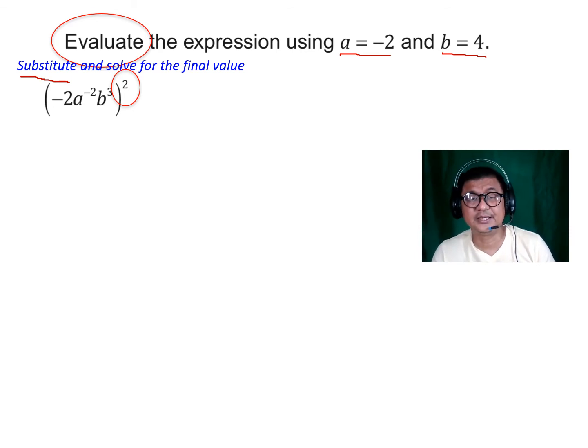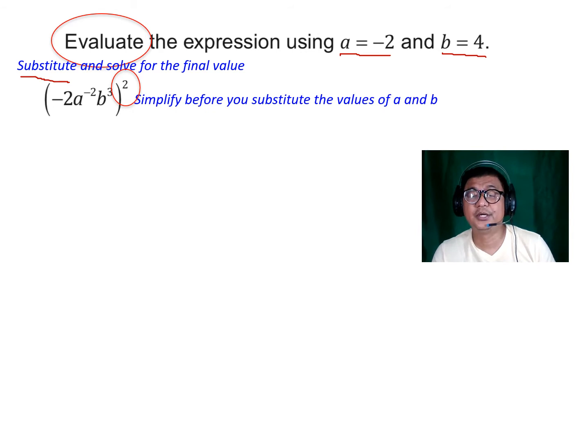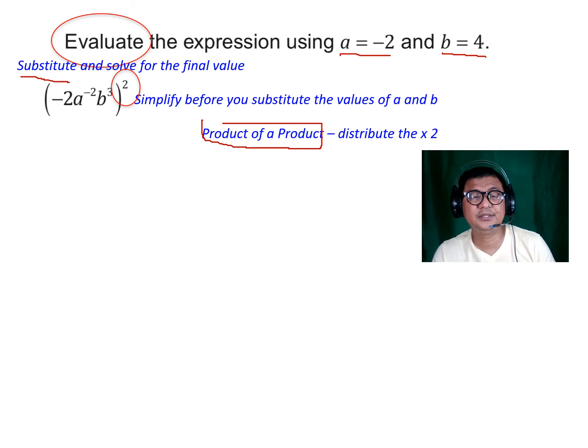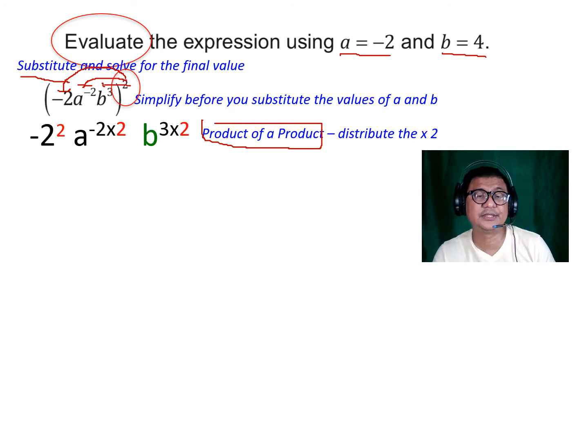How do I simplify? Again, use your exponent rules. Remember the power of a product? Can you see that 2 outside the whole parenthesis? That means that 2 will be distributed to negative 2, that 2 will be distributed here, and that 2 will be distributed to B. Each of them will get the times 2. So let's do it now. Negative 2 to the second power, A already has a negative 2, write the times 2. B already has the 3, write the times 2. Okay, we just distributed it.